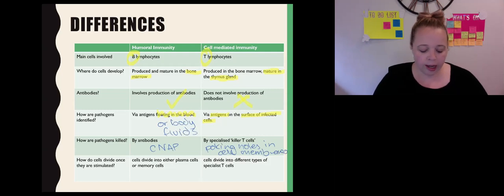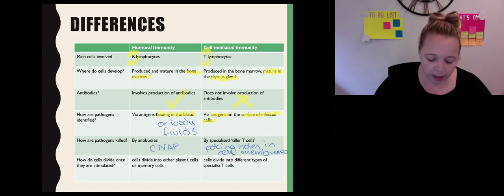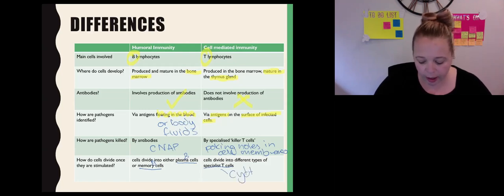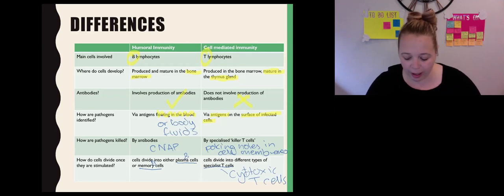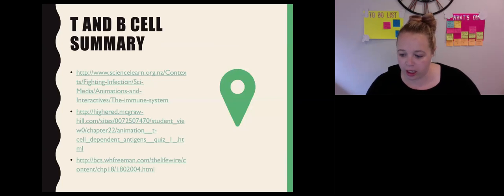Okay, that's good. And how do they divide, or what do they divide into? So they divide the B cells, or the humoral immunity, you get B plasma cells and B memory cells, B plasma, B memory. Whereas in this one, we divide into cytotoxic T cells down here. And so there's a couple of other summaries that you can go through. And there's also on the next page, I've got a summary chart for you. And then the final page, I've got a blank mind map.